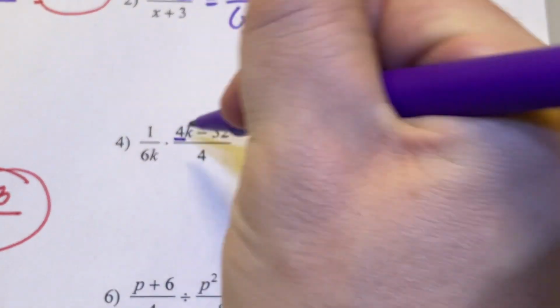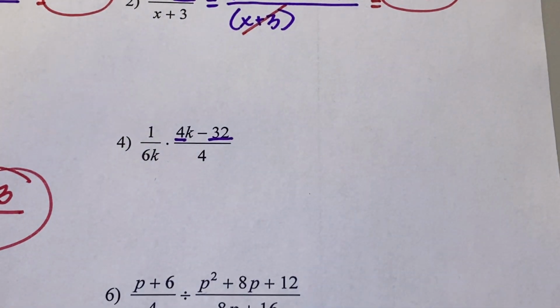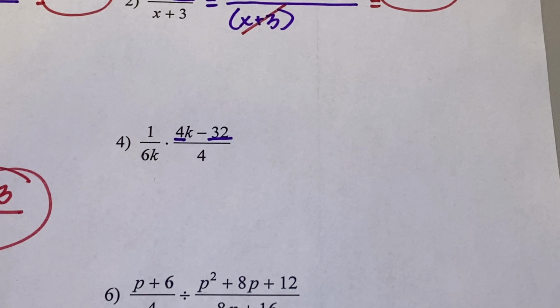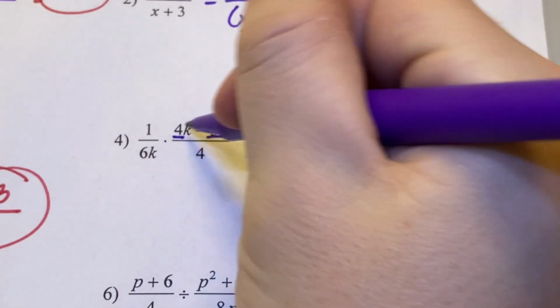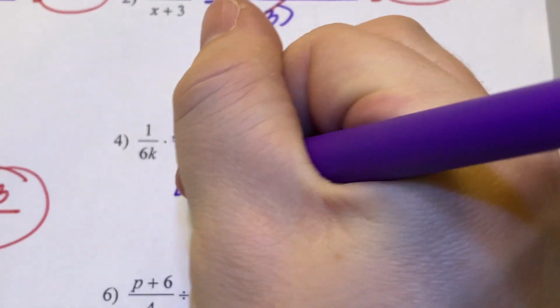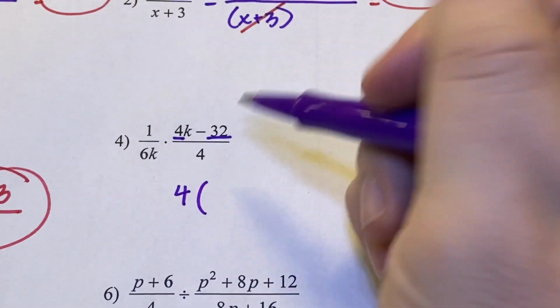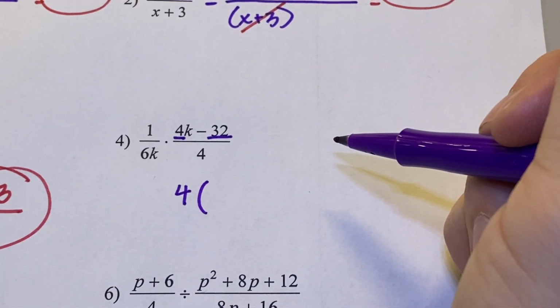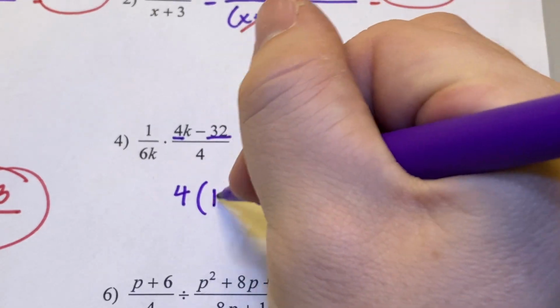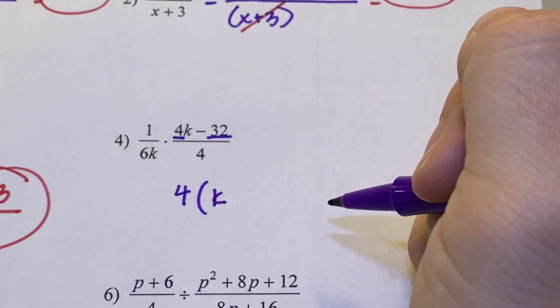Yes. Think 4 and 32. That's going to be 8. No, 4. It's gonna be 4. Okay, so on top, my numerator, I can divide a 4 out of those guys. So 4 can come out. Can I take a K out? No, because they both don't have it. So I'm left with 1K. 4 divided by 4 is just 1, so 1K.